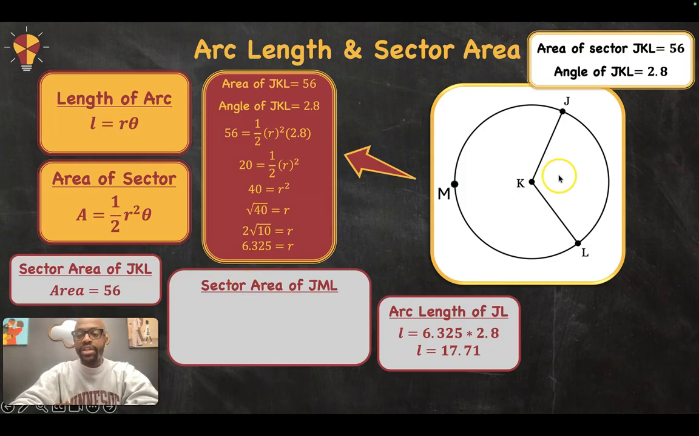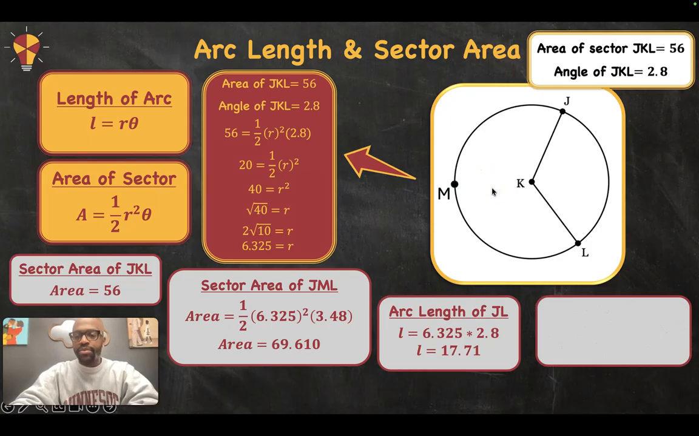Let's find the sector area of JML. Okay, so now we're looking at the major arc over here, JML. So the sector area is 1/2 times the radius squared. We know that's 6.325 squared for this portion of the formula, times theta. If I know that this is 2.8, I know the angle on the other side has to be 6.28 minus 2.8, because 6.28 is how many radians you have in a full circle. So once I do that, I should get 3.48. Now I can simply evaluate and get the area of 69.610. So that's the sector area of JML.